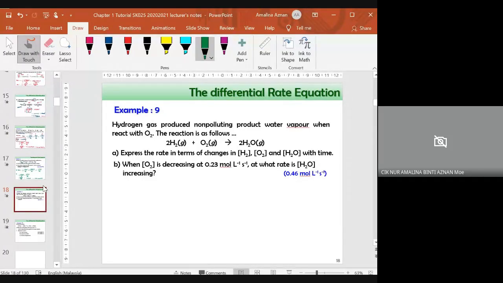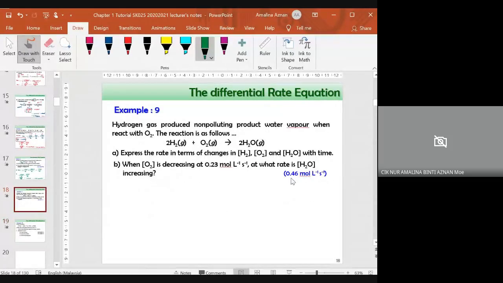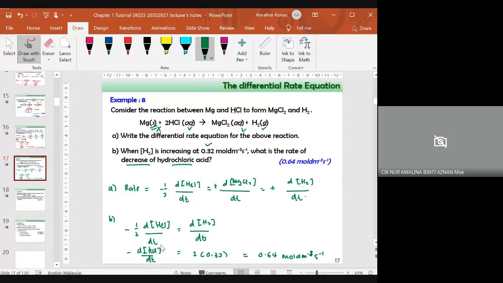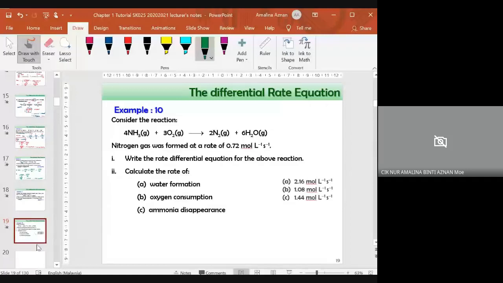Kita tengok example 10. Okay, ni ada jawapan kan, nanti kamu kira. Sama juga cara dia, dia akan darab 2 juga nanti bila kamu rearrange the equation. So untuk example 10, ya setengah. Okay, Miss buat satu example. Yang lain-lain kamu buat sendirilah. Ada jawapan juga ni Miss bagi. Boleh cross check.